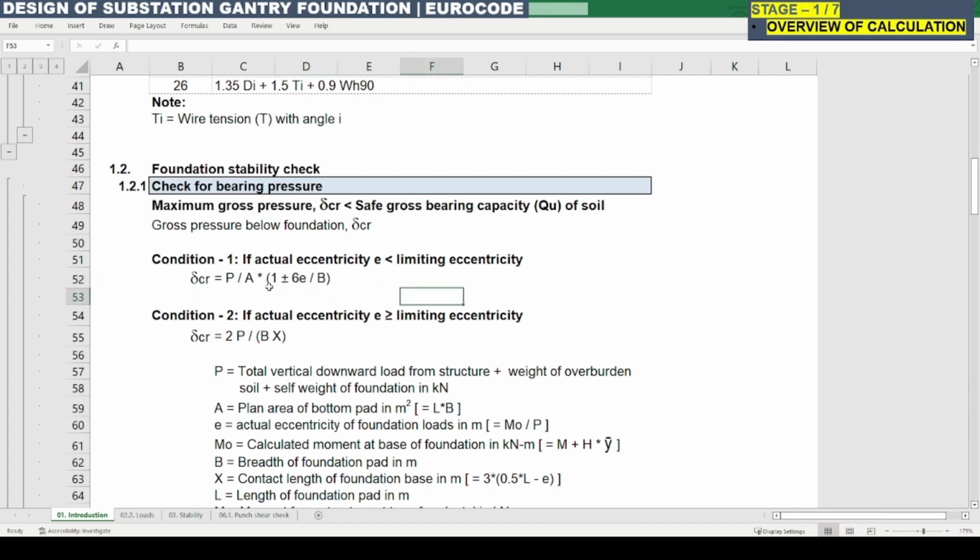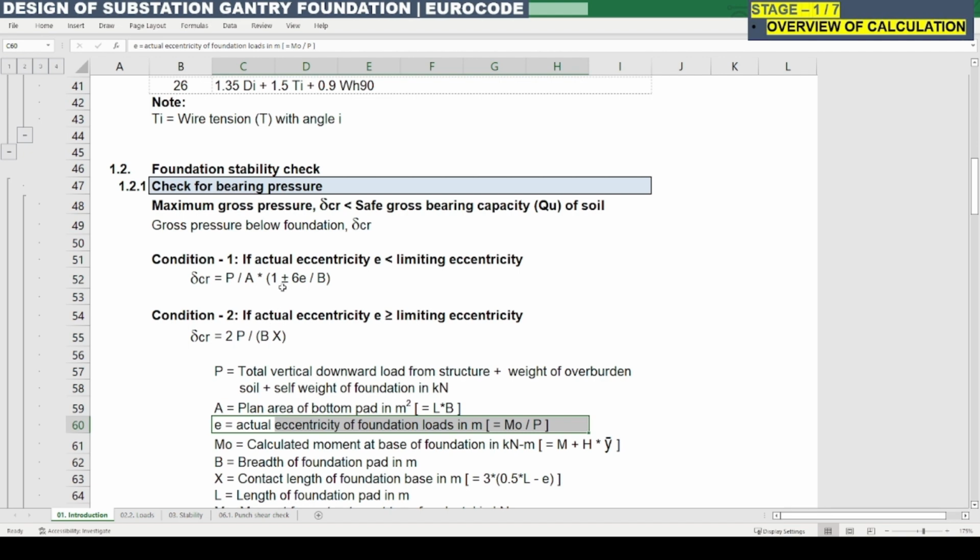So the eccentricity E is nothing but the actual eccentricity of the foundation. We need to design as per the moment which occurs at the bottom of the foundation divided by the total vertical load. So we need to calculate this actual eccentricity first in order to find these conditions. Either the bearing capacity formula as per condition 1 or 2 should be decided according to the actual eccentricity of the foundation. So here that E is the moment divided by the vertical load.